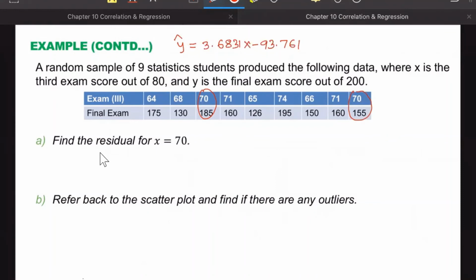If you remember the formula for residual from one of the slides before, the residual D is equal to the observed value minus the predicted value. So first we are going to find the predicted value for 70. 70 lies in the given domain, so we can plug it in.